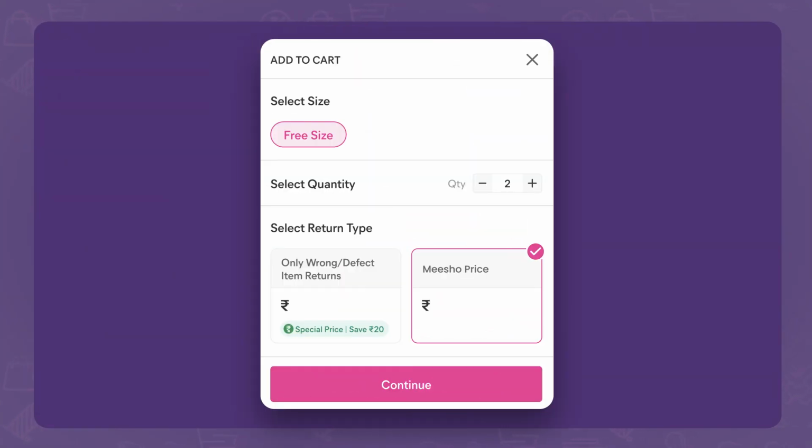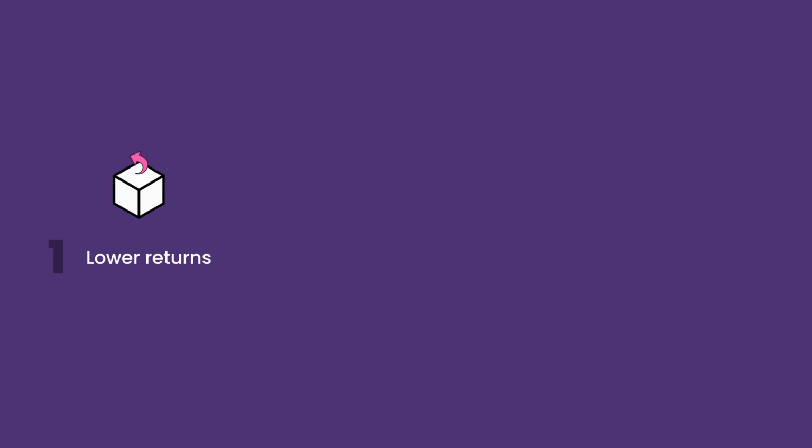For example, Meesho price of a product is 100. Wrong or defective return will be around 90 to 95. With this feature, you can now: 1. Lower returns and cost savings on return charges.